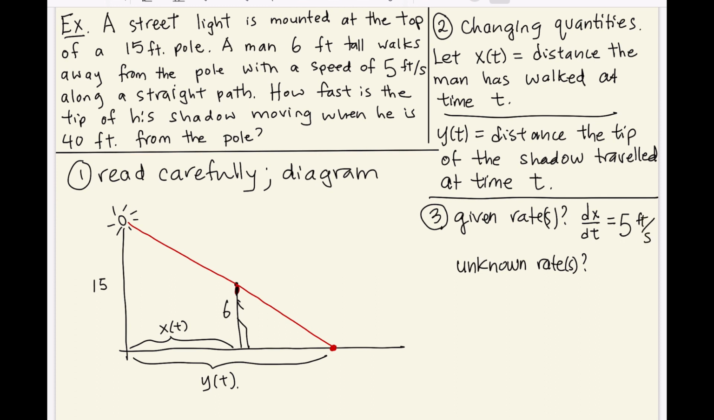And then we are asked how fast is the tip of the shadow moving when he's 40 feet from the pole. So we are asked for dy dt when x of t is equal to 40.